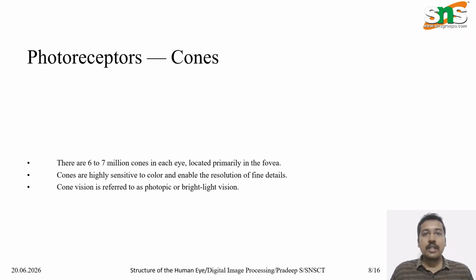Cones are concentrated in the fovea and provide color vision and high visual detail. They function best under bright light conditions. There are 6 to 7 million cones in each eye, located primarily in the fovea.